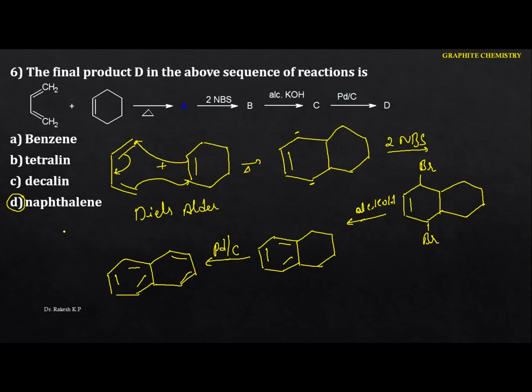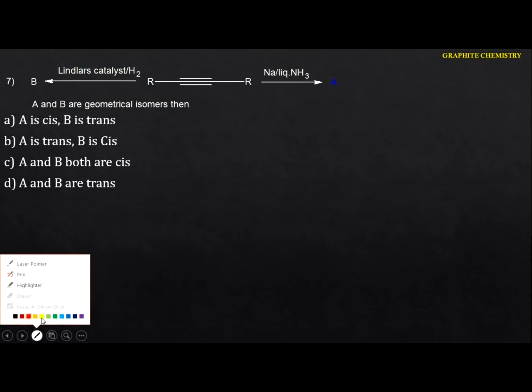The next one, see the seventh question here. Here they are given the alkyne reacts with sodium in liquid ammonia. The next one is the Lindlar's catalyst. So let me solve this one here. What is the product A and the B? See this one here. So let me take the first one here.